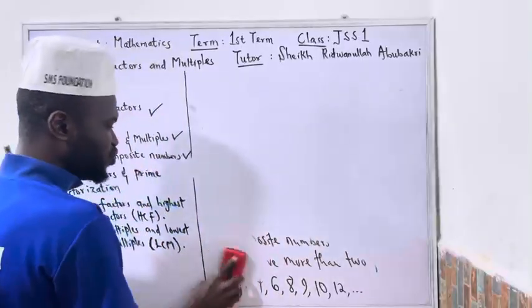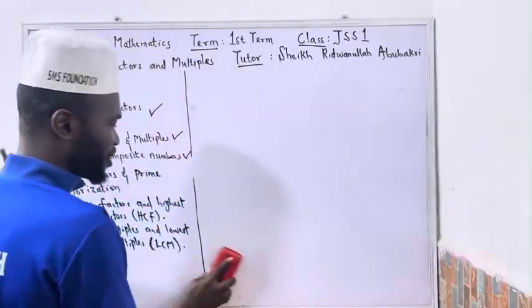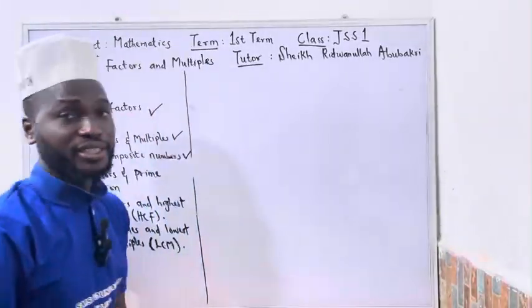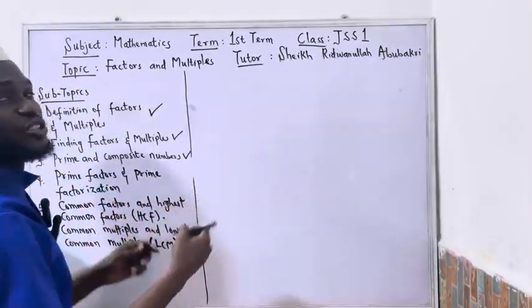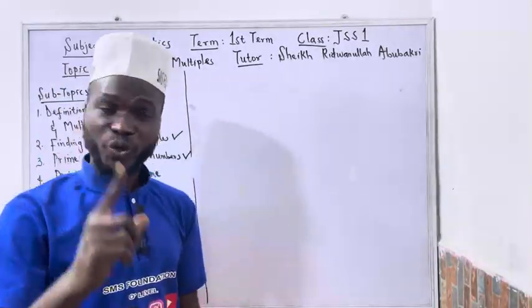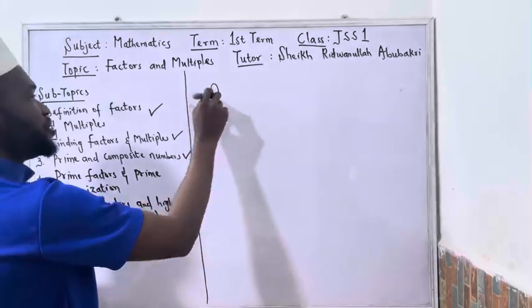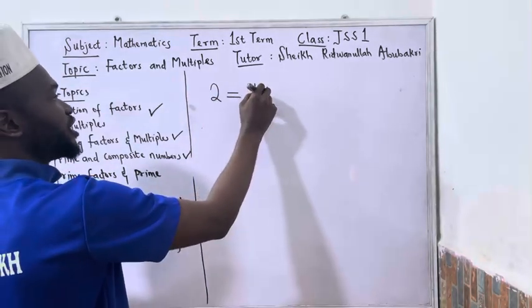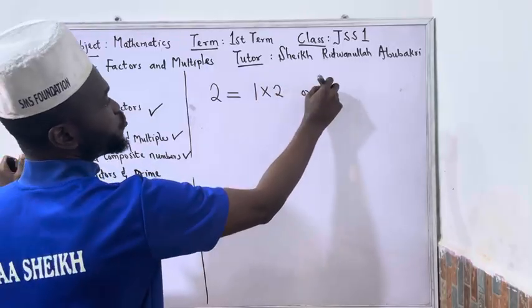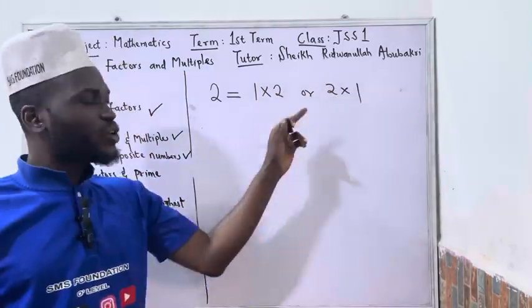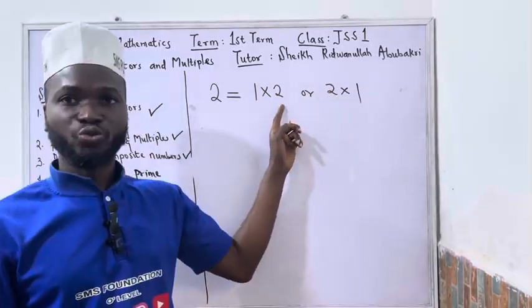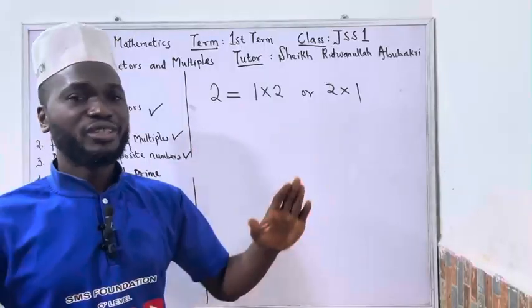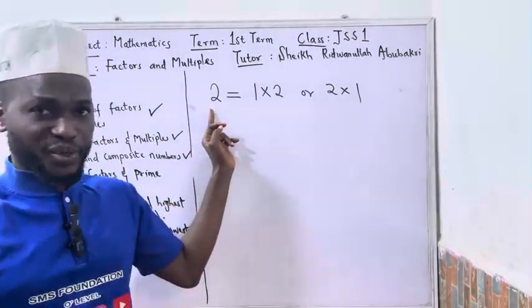How can we know that a number is prime and a number is composite? Once a number can only be expressed in one way, for example 2 is a prime number, the only way that I can express 2 is to say 1 times 2, or 2 times 1. There is no other number apart from 1 and 2 that will produce 2. So that means 2 is a prime number.